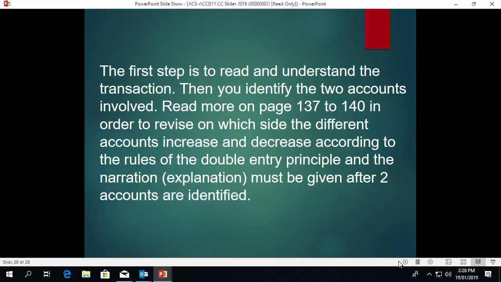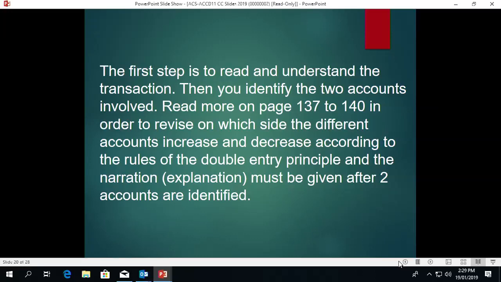The first step is to read and understand the transaction. Read the transaction at least twice. If necessary, read it 3 times. And then when you understand the transaction, you identify the 2 accounts from the transaction. What are the 2 accounts? And I want you to read pages 137 to 140 to revise these accounts.